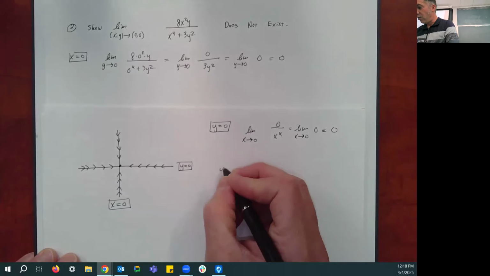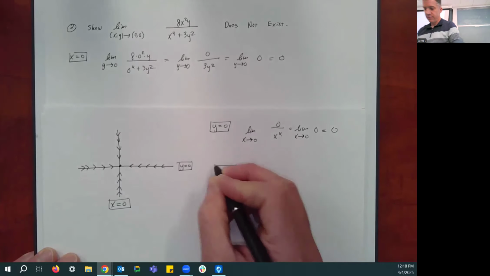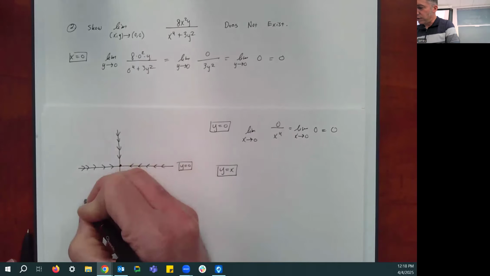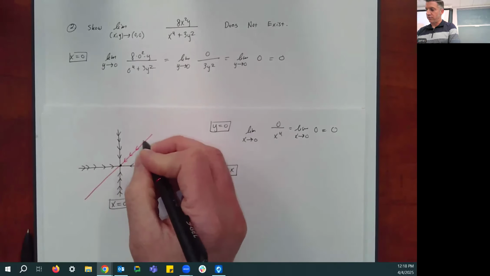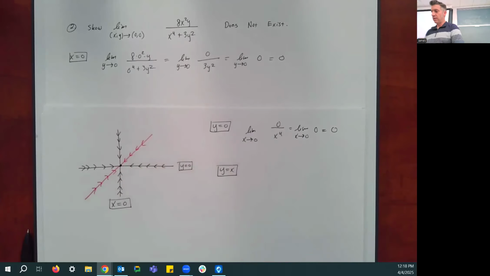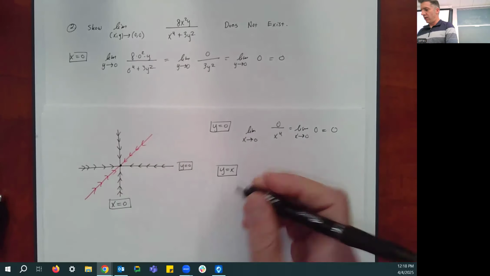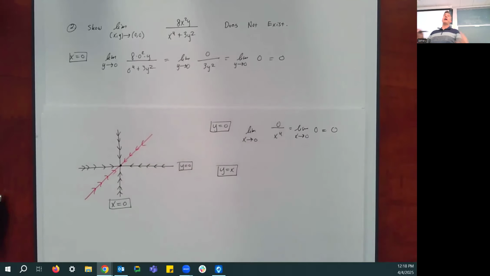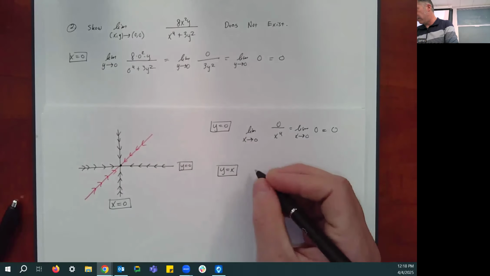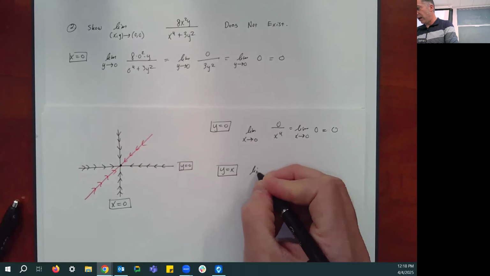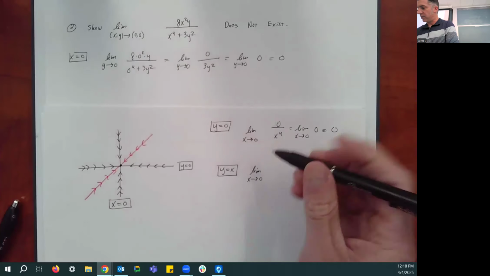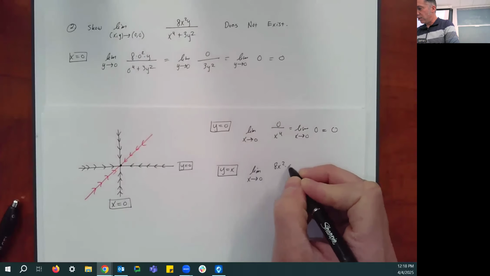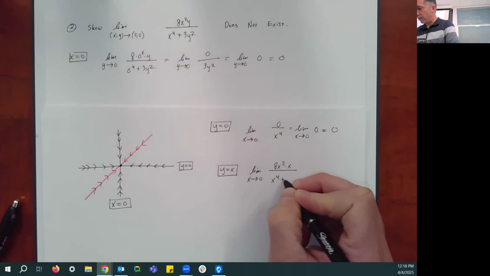Let's try the path y equal to x, which is this line right here. We're going to approach the origin along that direction. So if we do that, let's see what happens. You can either replace x with y or y with x. Either way is fine. I'm going to write it with x's because that's typical. So I now have the limit as x approaches 0, and my expression here is going to be 8 times x squared times x over x to the 4th plus 3x squared.